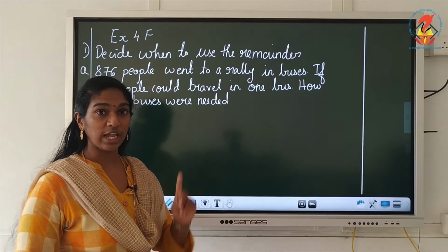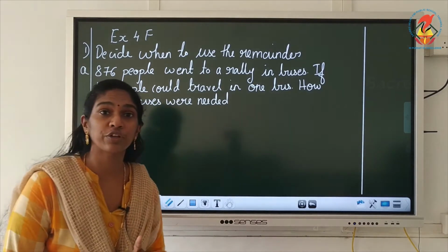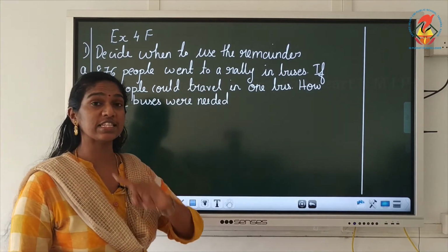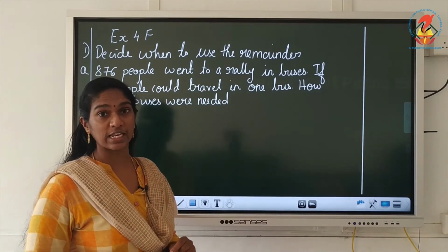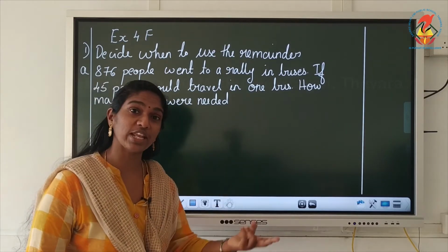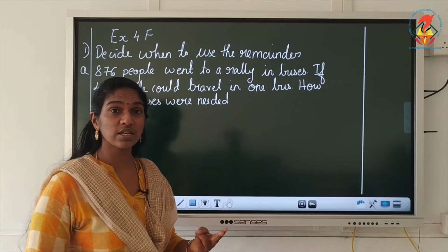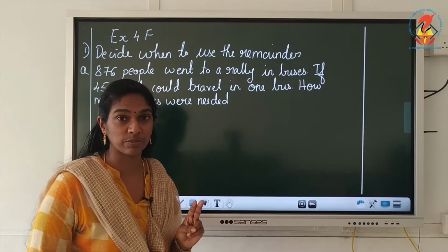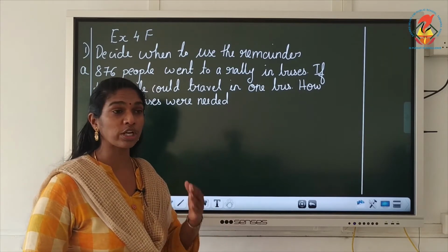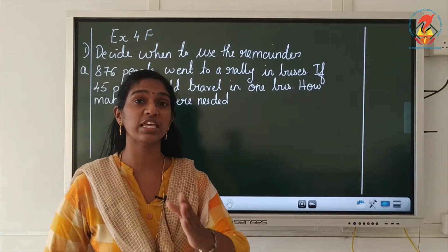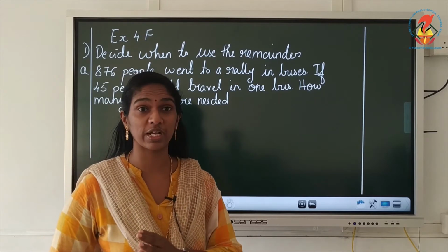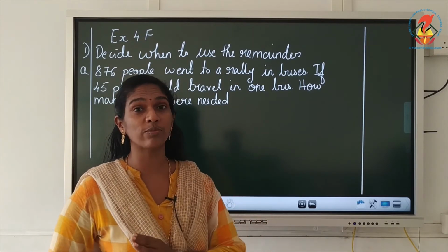That is the question. In one bus, how many people can go? 45 people can go. Total, how many people have to go for the rally? 876 people have to go for the rally. And in one bus only 45 people can go. So what about the second bus? Second bus also only 45 people. What about the third bus? Third bus also only 45 people. So what are you seeing over here? Every bus is taking only an equal number of people.